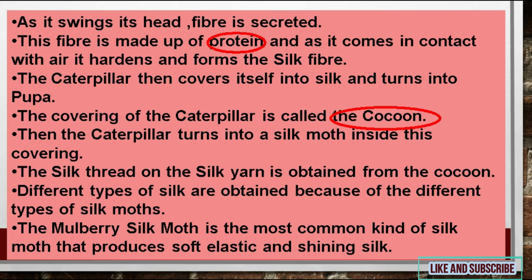And students, there are basically different types of silk obtained because of different kinds of silk moths. But in India, the mulberry silk moth is the most common kind of silk moth, and the silk fiber that is produced by the mulberry silk moth is very soft, elastic and shining in nature.